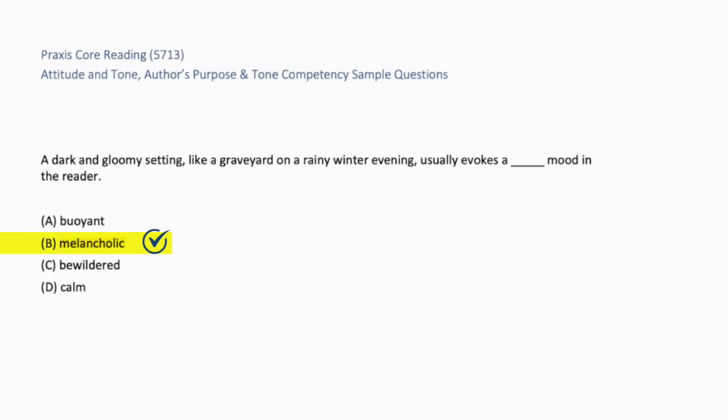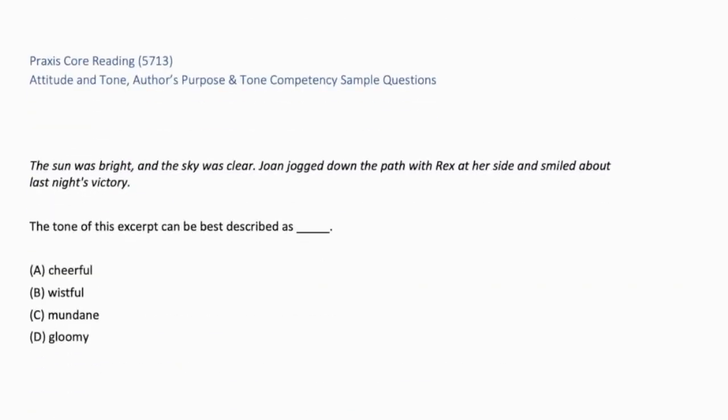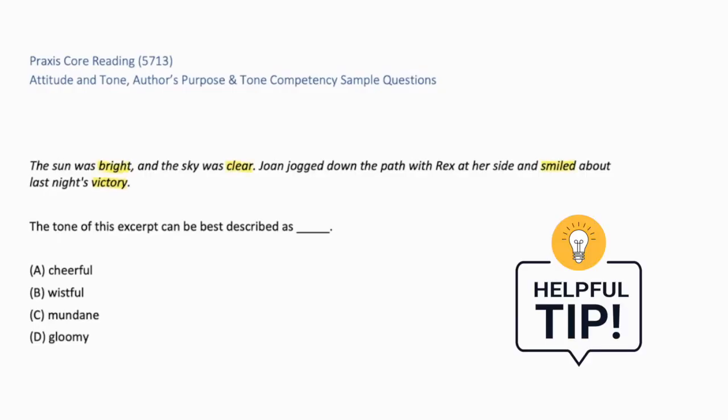The use of descriptive and precise language creates a vivid picture for the reader. The sun was bright and the sky was clear. Joan jogged down the path with Rex at her side and smiled about last night's victory. The tone of this excerpt can be best described as A, cheerful, B, wistful, C, mundane, or D, gloomy. A good test-taking strategy is looking at context clues that match the tone, such as bright, clear, smiled, and victory.